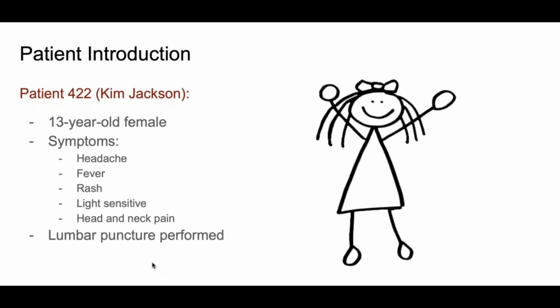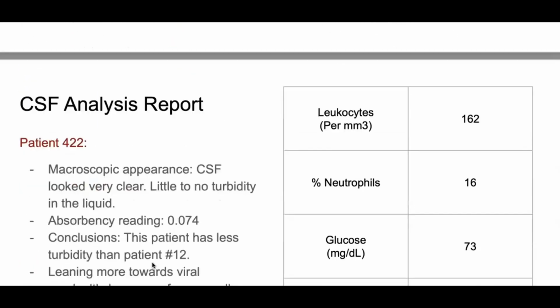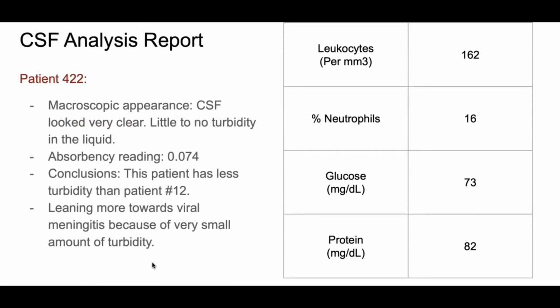Our next patient is patient 422. She's a 13-year-old female. Her symptoms are headache, fever, rash, light sensitivity, head and neck pain. There was a lumbar puncture performed on her, and when we were looking at the CSF, it looked very clear. There was not really any turbidity. The absorbance reading with the spectrophotometer was 0.074.